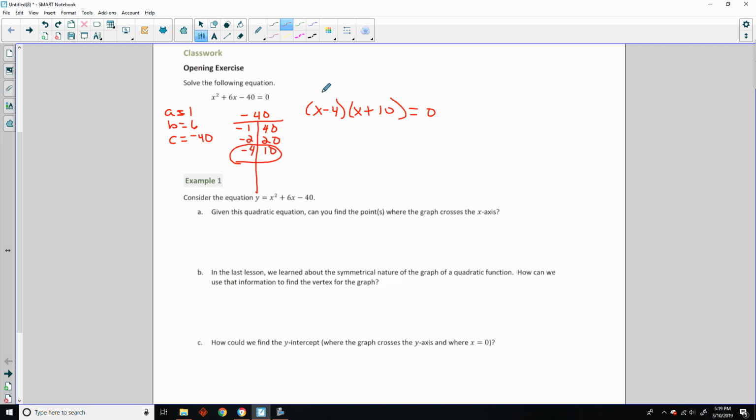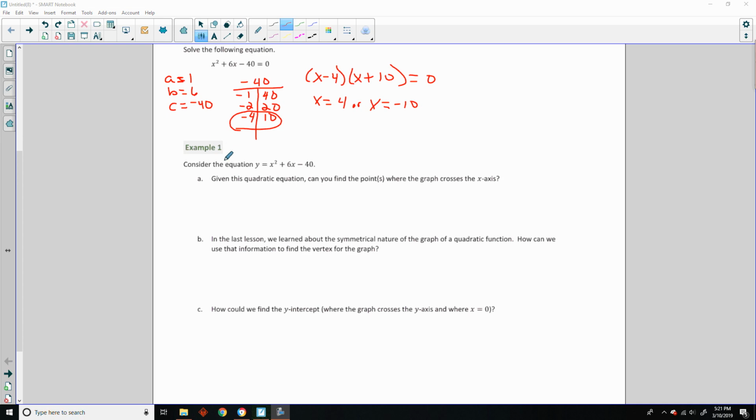There's my factored form. And now we use the zero product property, letting each factor equal 0 and solving. So x minus 4 equals 0. x has to equal 4. 4 minus 4 is 0. And x has to equal negative 10 in this one. So I say or in between. So the answer is x equals 4 or x equals negative 10.